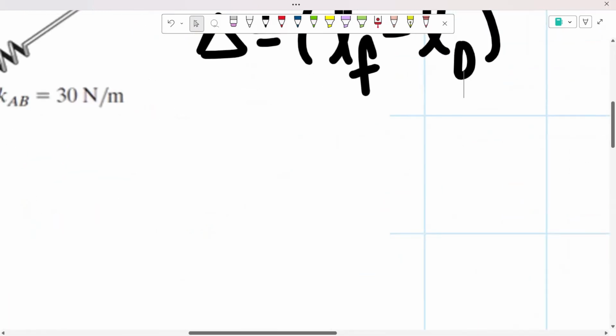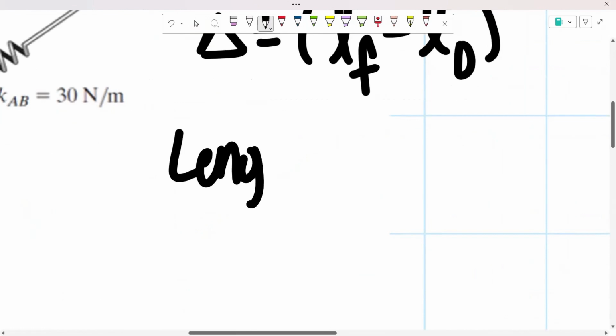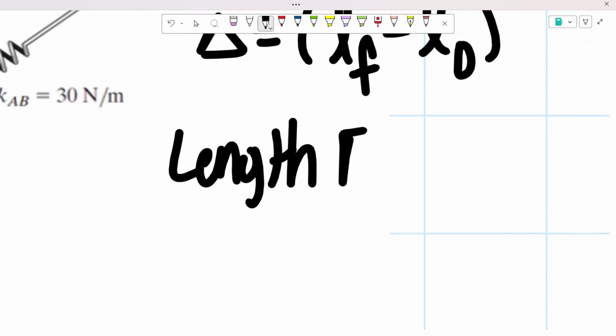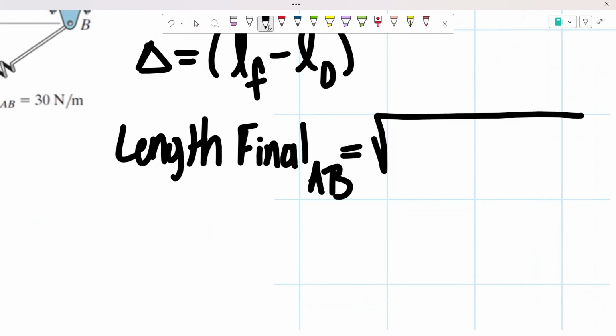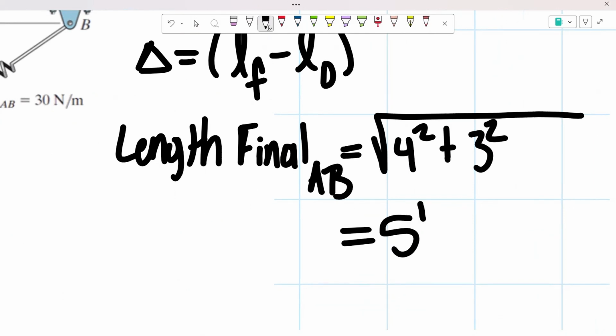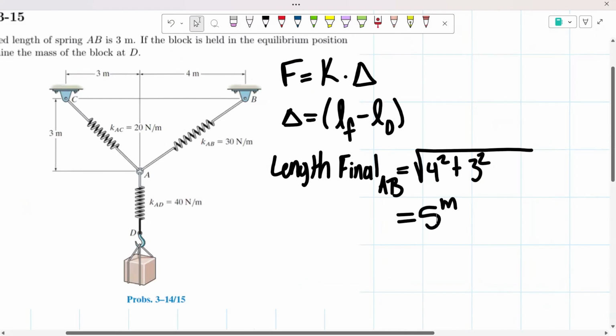So the final length of AB is equal to the square root of 4 squared plus 3 squared, and that gives us a total of 5 meters. So we know that the final length of the spring AB is 5 meters long.